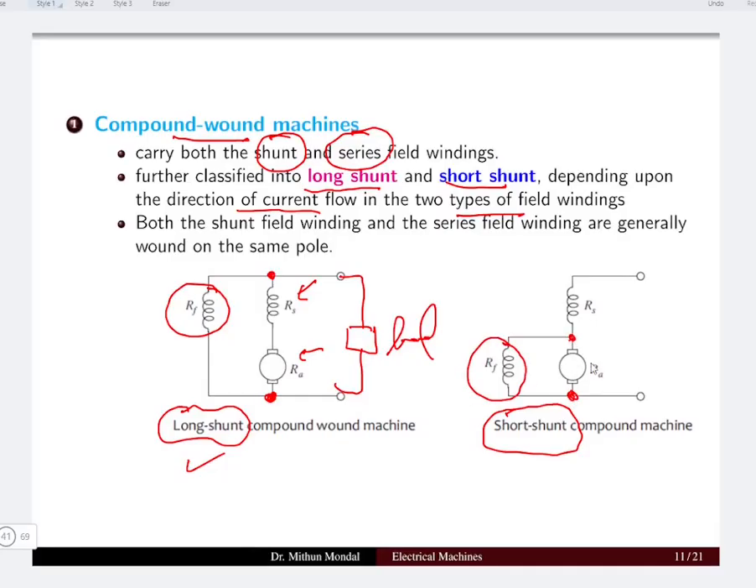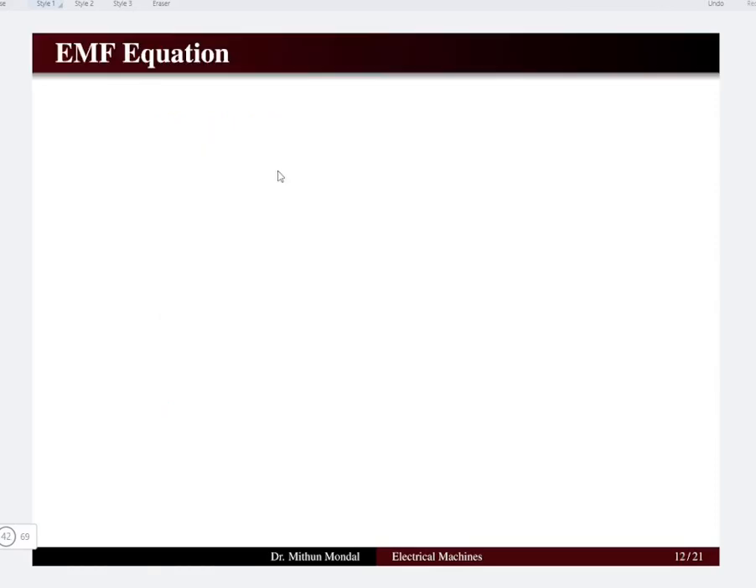However, in the short shunt machine, we can see that the shunt field winding is connected only in parallel across the armature, whereas the series field winding is outside the armature, and here we will be connecting the load. Both the shunt field winding and series field winding are generally wound on the same pole. So this shunt and series will be present in the same pole of the machine. So a compound wound machine will have the advantages of both the shunt and series, because it carries the shunt field winding as well as the series field winding.